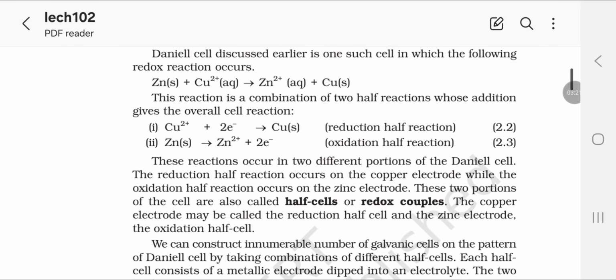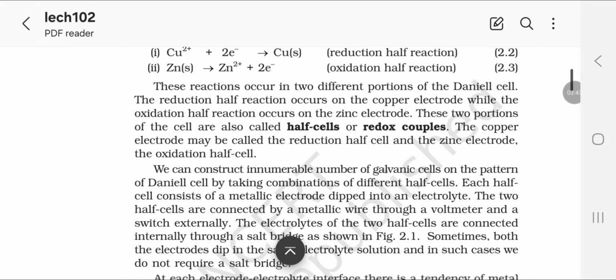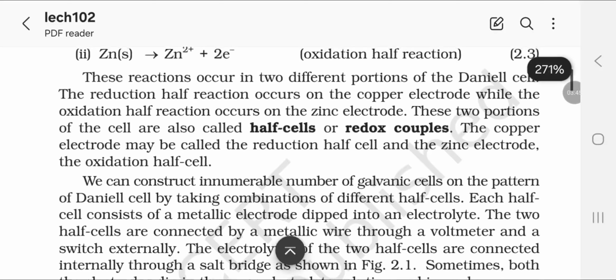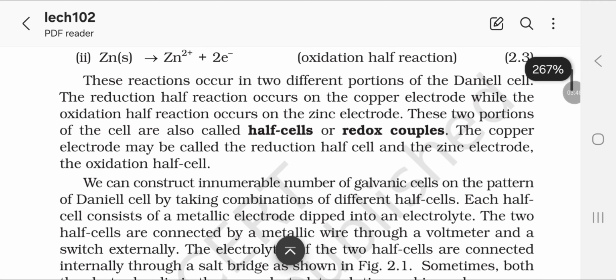Zn + Cu²⁺ gives Zn²⁺ + Cu. This reaction is a combination of two half reactions whose addition gives the overall cell reaction. First, Cu²⁺ + 2e⁻ gives Cu. Second, Zn gives Zn²⁺ + 2e⁻. These reactions occur in two different portions of Daniell cell. The reduction half reaction occurs on the copper electrode while the oxidation half reaction occurs on the zinc electrode.